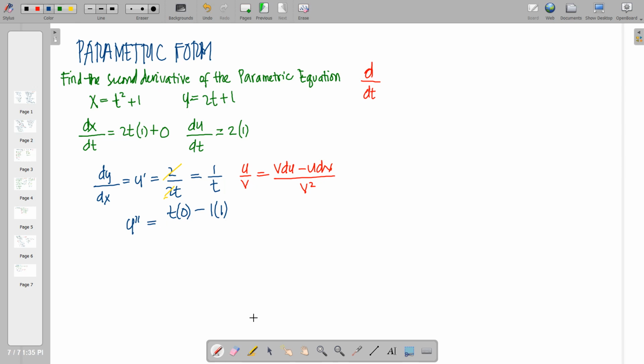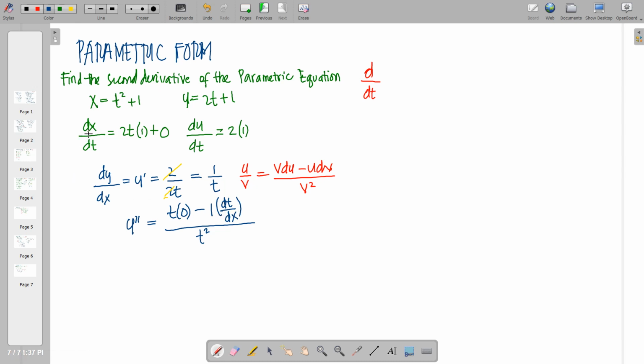So therefore, we should note that this is not equal to 1. Instead, it should be the differential of t with respect to x all over the square of the denominator, so t squared. So in here, you can notice that dt all over dx here is found in the equation. So where shall we get the value?